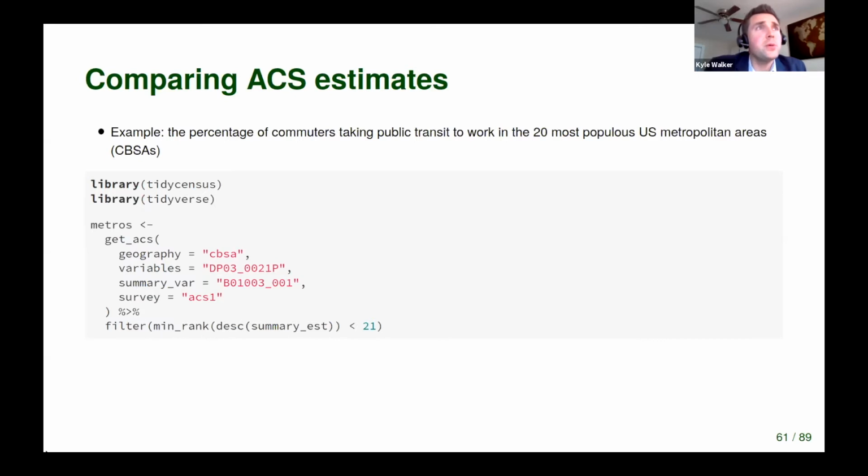So I'm creating a new object called metros, and let's take a look at what we're doing. We're grabbing, using get_acs, geography equals CBSA. CBSA stands for core-based statistical area. You can think of that as either a metropolitan area or a micropolitan area. It includes both, regions as defined by the Census Bureau around a core or cores, so a relatively populous city. The variable we're going to grab is from the data profile, the percentage of commuters taking public transit to work. We're going to use a summary variable from the detailed tables that grabs total population. We'll use the 1-year ACS here, and then add a little bit of tidyverse data wrangling, in which we're saying, in descending order of total population, the summary estimate, give me back only those metros where the rank is less than 21. So that's our top 20 metros by population.